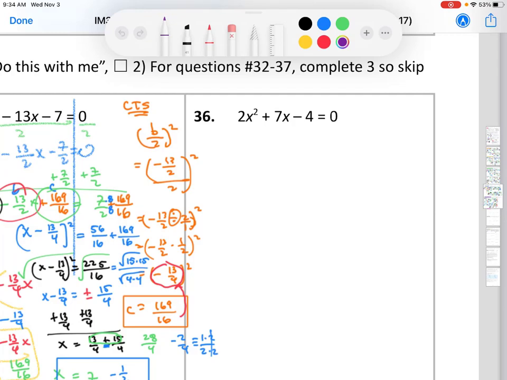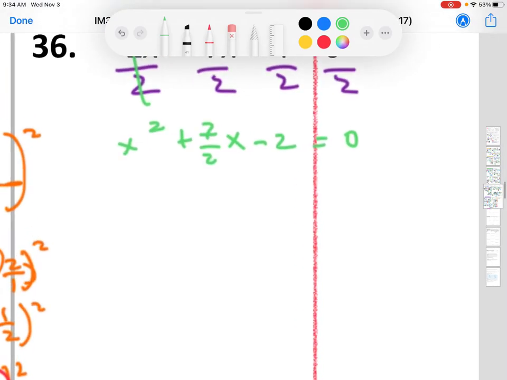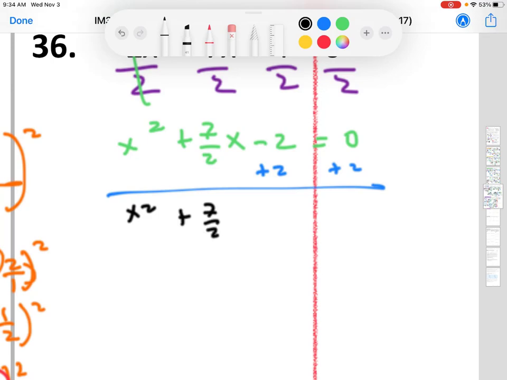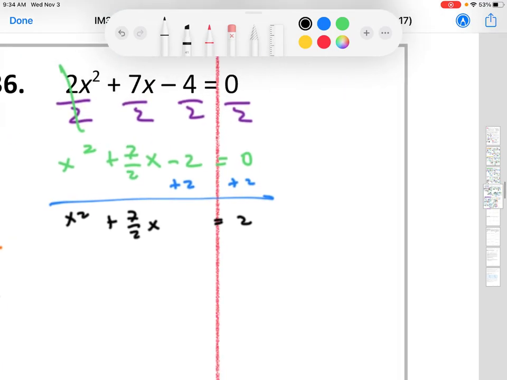All right, number 36. Turn on my pencil here. We're trying to get the a value to be 1. In order to do that, I'm going to have to divide the whole expression by 2. I'm going to get x squared plus 7/2 x minus 2 equals 0. Hopefully you notice all my fractions are vertical. And now I have x squared plus 7/2 x equals 2.